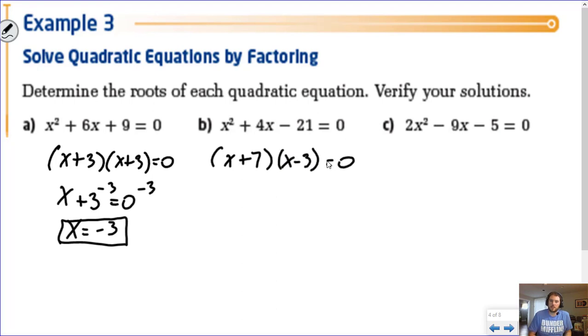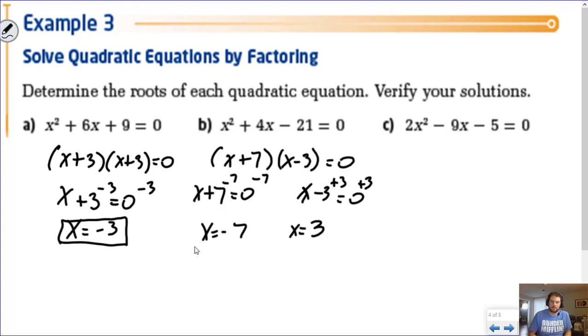And this thing again is still equal to 0. So now what I need to do is take each of these brackets separately and say, okay, well, when does x plus 7 equal 0? And when does x minus 3 equal 0? So for this one, we're going to subtract 7 from both sides, and I get x is equal to negative 7. And for this one, we'll add 3 to both sides, and I get x is equal to positive 3.